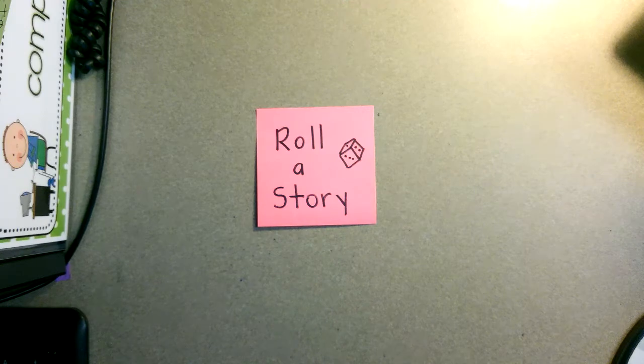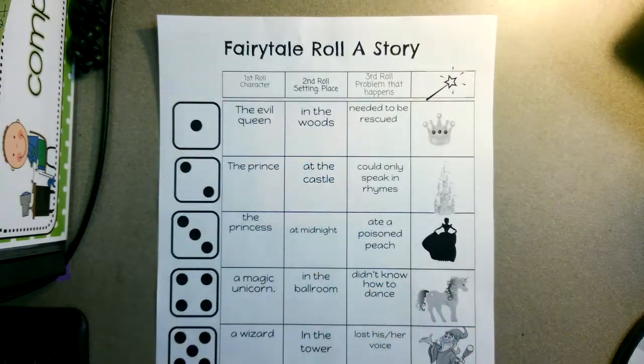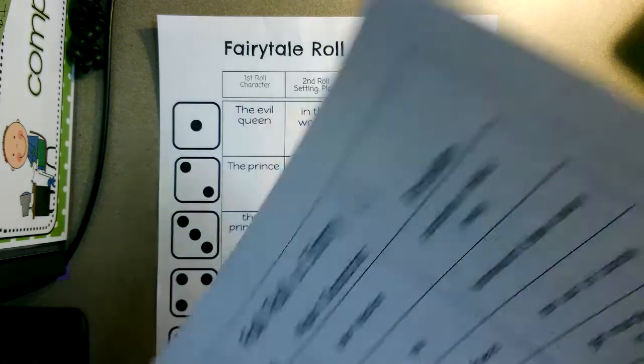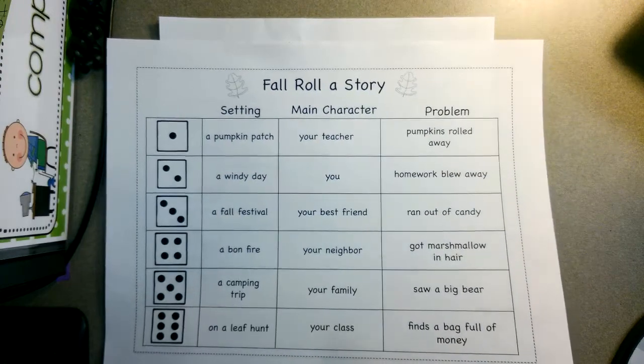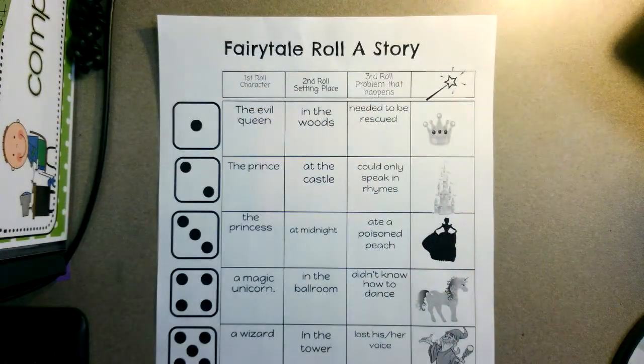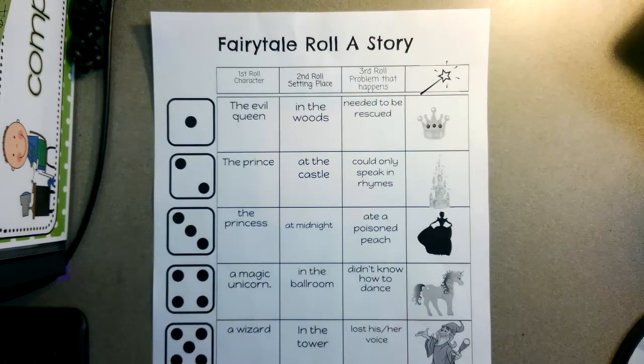Sometimes we have a really hard time thinking of ideas for our stories, right? So I'm going to introduce you to Roll a Story today. We have two options if you want to continue working on a fairy tale. Miss Davis has linked a fairy tale option. I've also included a fall story option. So you have two options for your story that you can use. These are just a helpful tool when your brain is just out of ideas and you can't think of what else to write. These Roll a Stories are going to help you.